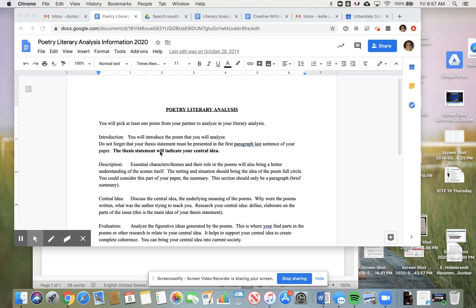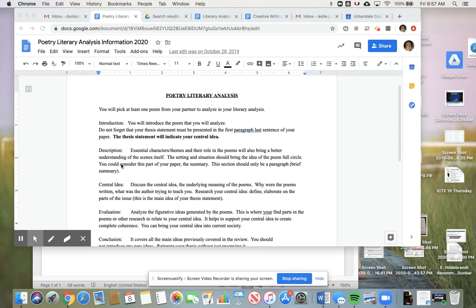But your poetry analysis, you'll have an introduction. You're going to introduce the poem that you're going to analyze. Don't forget that your thesis statement must be presented in the first paragraph, last sentence of your paper. The thesis statement will indicate your central idea. And we'll talk about that once we get started writing it.